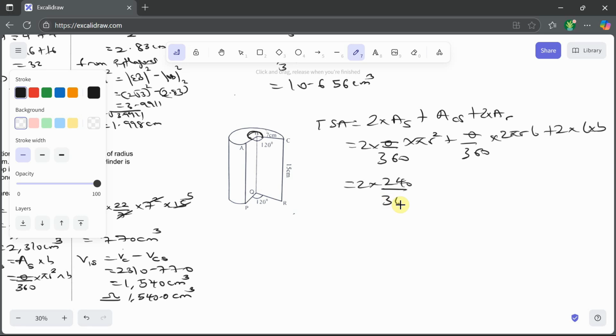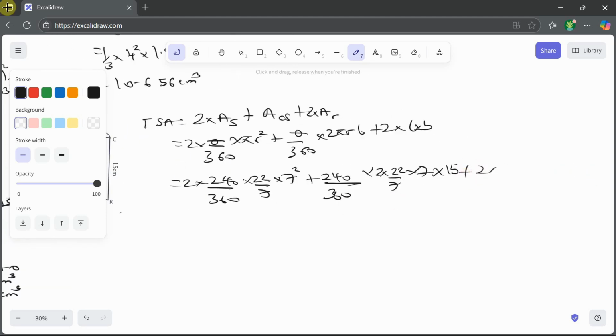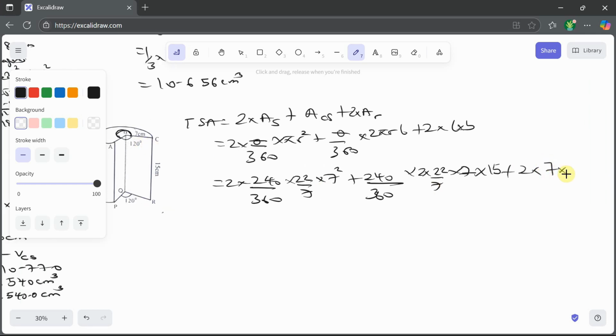So that will be 240 over 360 times 22 over 7 times 7 squared, plus 240 over 360 times 2 times 22 over 7 times 7 times 15, then plus 2 times the L and the B, this 7 times 15, so 2 times 7 times 15. So let's simplify in a simple way. This will cancel this, one of these guys will go, right? How else can we do it that would not lead us into confusion? So 6 here 4, 6 here 6, 2 here 1, 2 here 3.